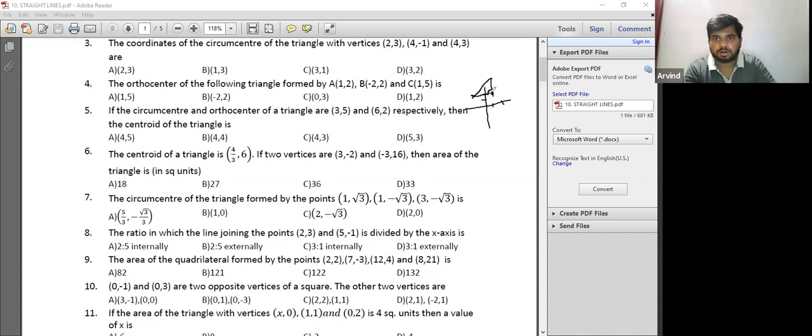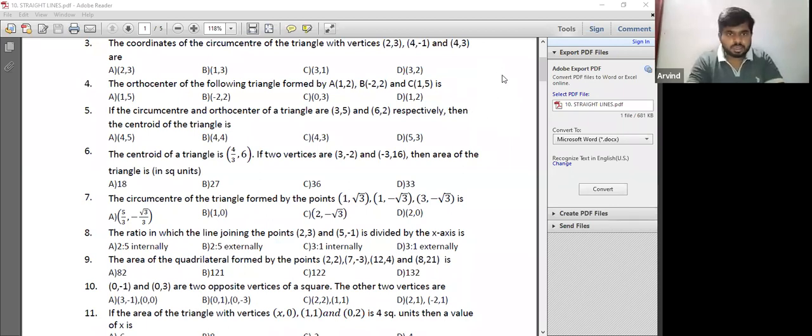So the right angle is at this point. What is this point? 1,2. So that is your ortho center. Option D is the correct answer. So we get a right angle triangle, therefore the right angle is at this point, therefore that is your ortho center. Okay, let's go to the next question.